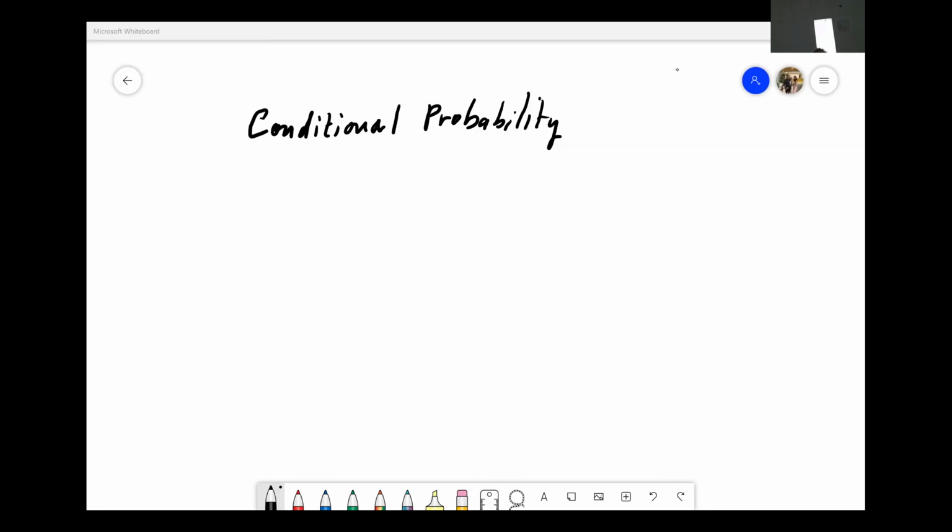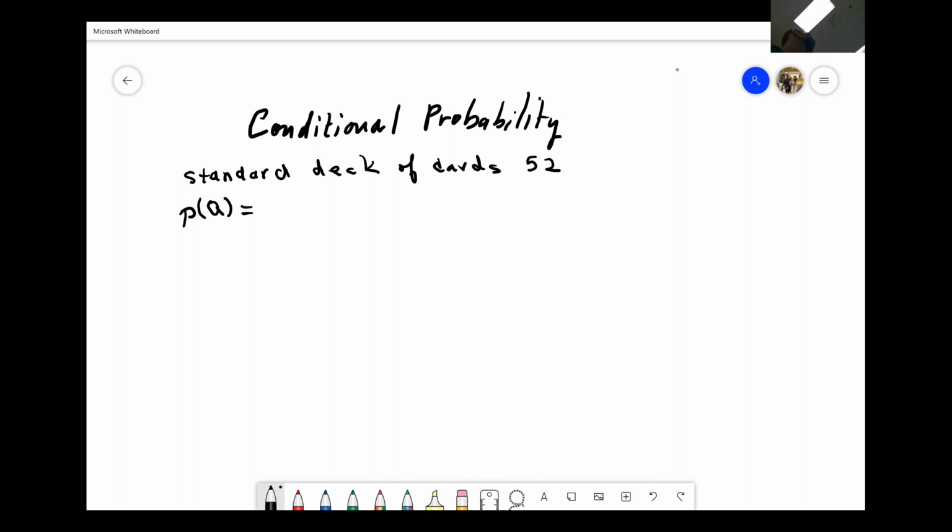So we're doing conditional probability. Let's start with a standard deck of cards. If you have a standard deck of cards, how many cards do we have? 52. And what's the probability I would draw a queen? How many queens do you have in a standard deck of cards? 4. So we would say 4 out of 52, 4 divided by 52, which reduces to 1 out of 13.